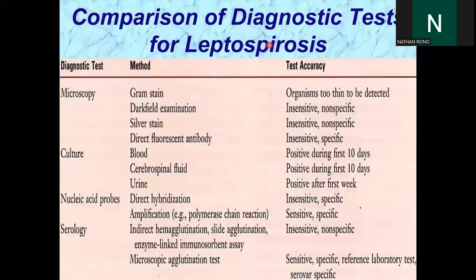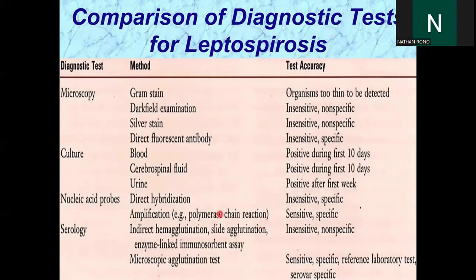Then these are the diagnostic tests for leptospirosis. Gram stain, too thin to detect. Dark field examination, insensitive and non-specific. Silver stain, insensitive, non-specific. Direct fluorescent antibody, insensitive and specific, sorry. In blood, positive during the first 10 days. CSF, positive in the first 10 days. Urine, positive after the first week. Then direct hybridization, insensitive but specific. Amplification, now this is the PCR we use. It's very sensitive and specific. Then serology, and the microscopic agglutination test.